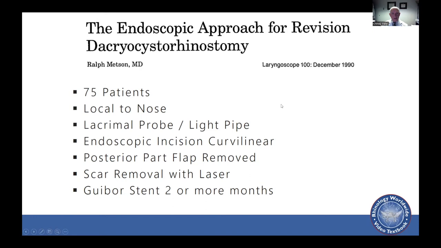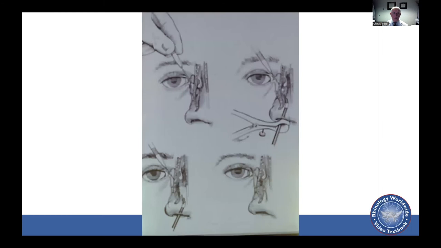And using this light pipe, basically you look at the nose and a sign comes up and says cut here endoscopically, and you can use your flaps, and then working with ophthalmology, put a stent in. And the results here are in the mid 90s of success, and certainly are equivalent to any external procedure that's been done. Picture the light pipe going in and then endoscopically opening up the duct.